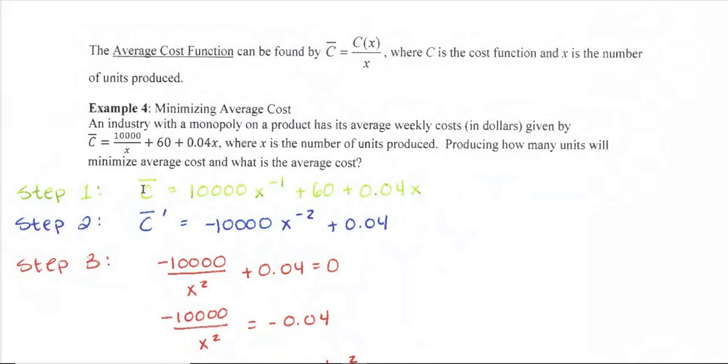All right, so first things first, I'm going to rewrite my average cost function so that it's easier to take the derivative of by bringing this x up and giving it a negative exponent. So my average cost function is 10,000 x to the negative 1 plus 60 plus 0.04x. Take the derivative, bring the negative 1 down, take 1 away, so I get negative 10,000 x to the negative 2. The derivative of 60 is 0, and then the derivative of 0.04x is 0.04.